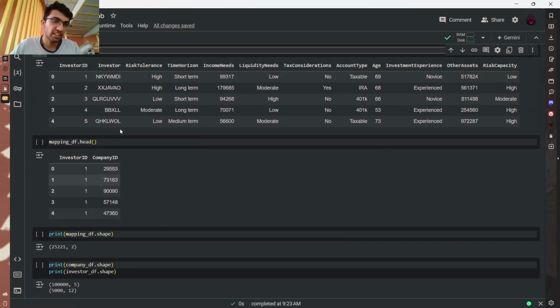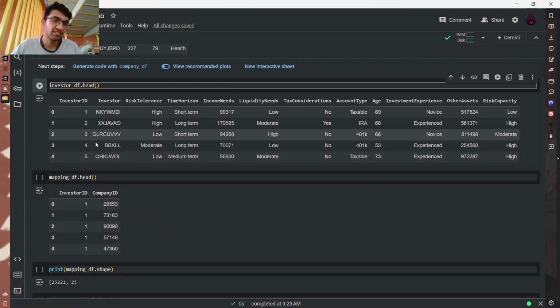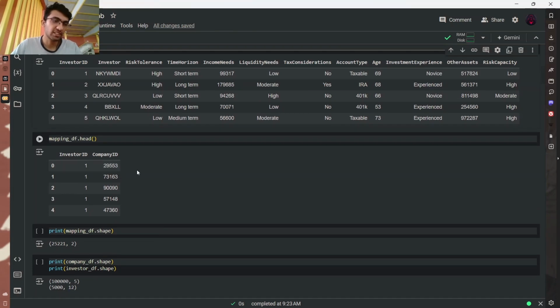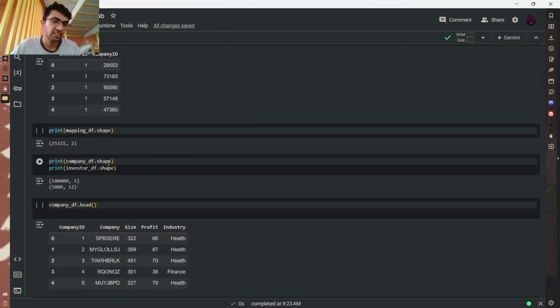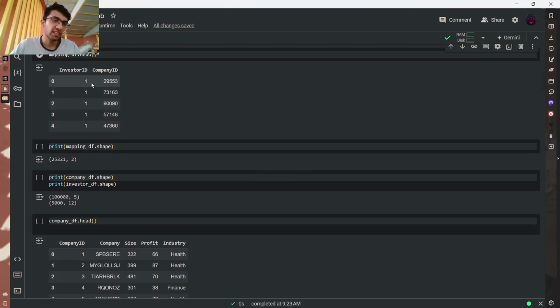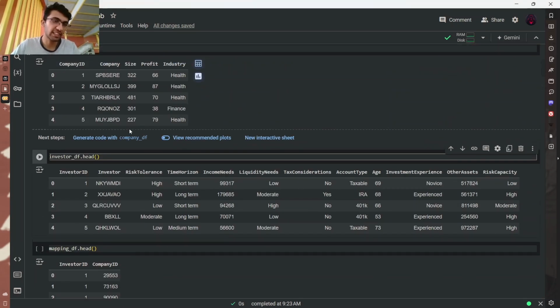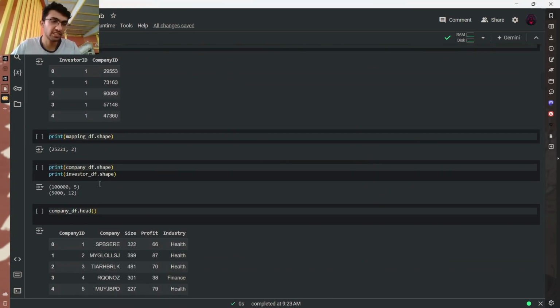Mapping is what a particular investor prefers in this so and so company. So that is what mapping is. It maps the preferences of investors with ID 1 and the company ID, which is from this particular table.